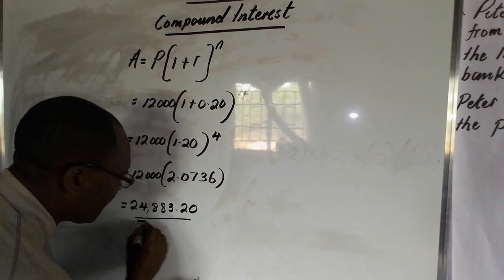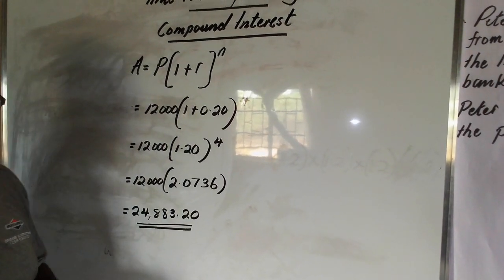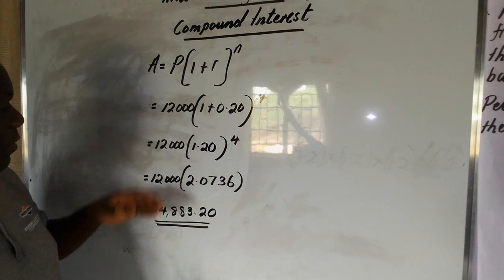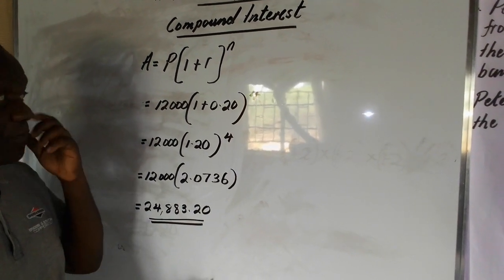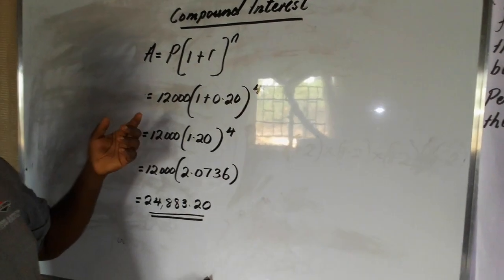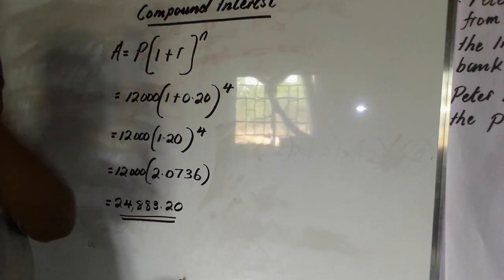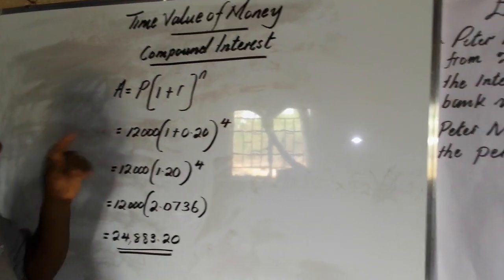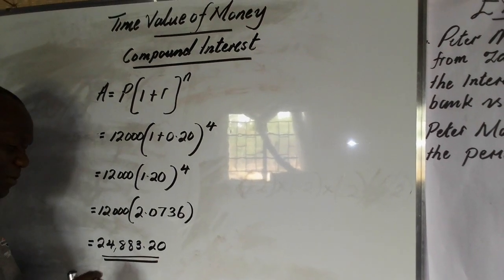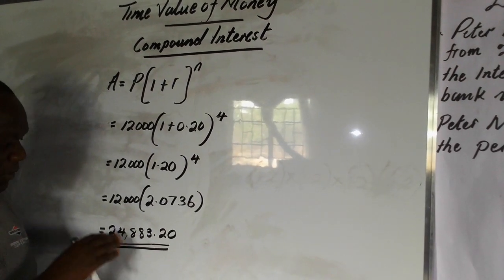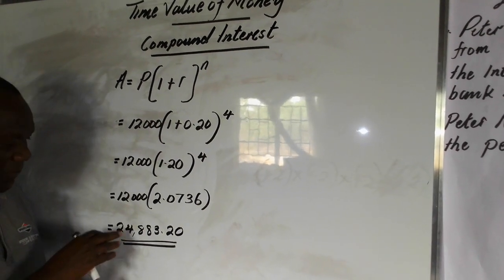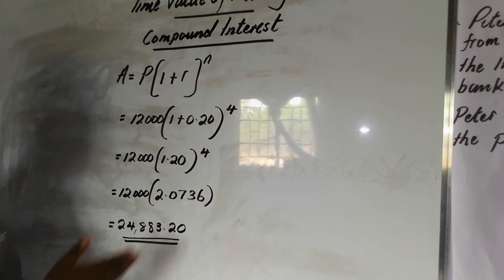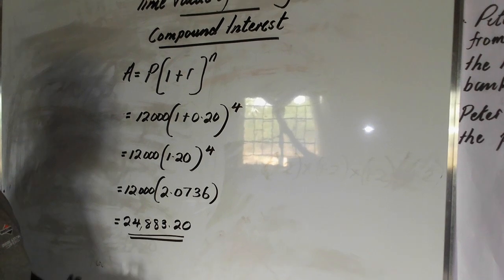So this is the figure that Mr. Peter Malambo will pay after 4 years. He will have borrowed 12,000, but after 4 years, at 20% interest compounded annually, plus the amount that he borrowed, which is the principal amount of the 12,000, the total amount that Mr. Peter Malambo will pay to the bank will be 24,883 kwacha 20 ngwe. So this is the way compound interest is calculated.